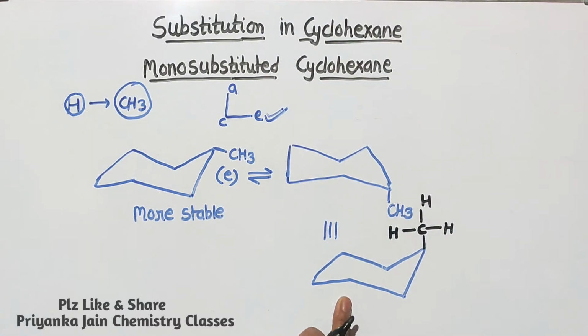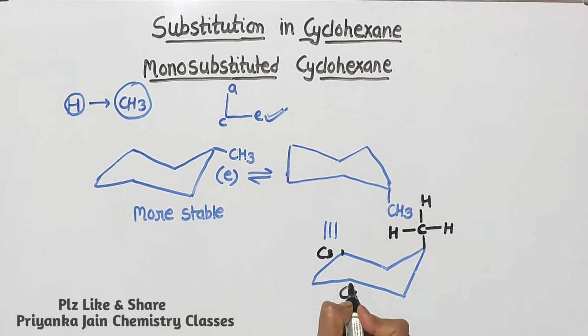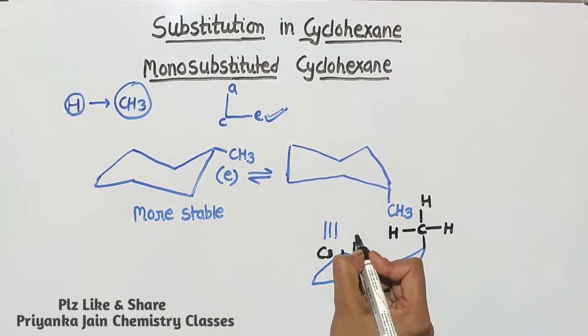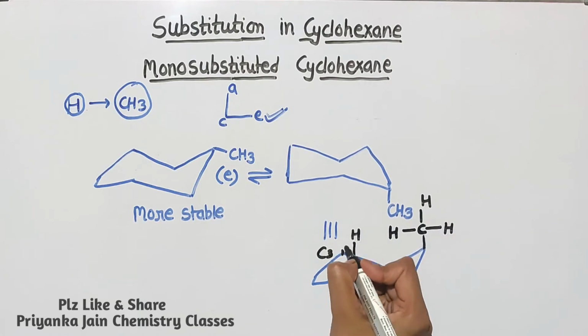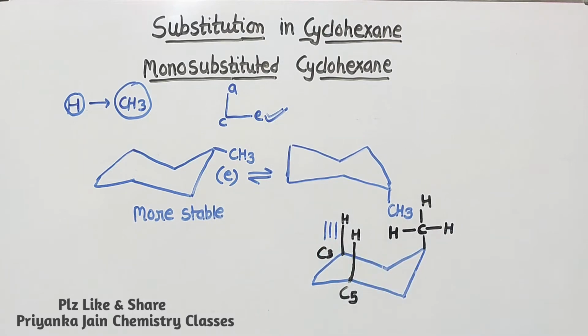And if you are looking at the hydrogens at the C3 position and the C5 position, there are two axial hydrogens present. This is the axial hydrogen present at this position, and there will be one hydrogen at this position. These are the axial hydrogens.